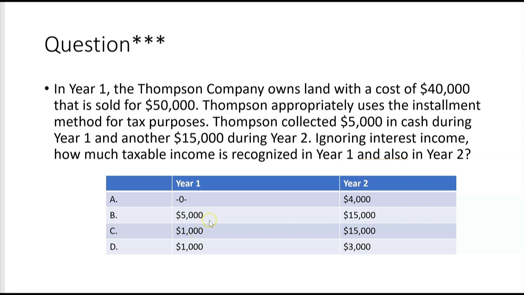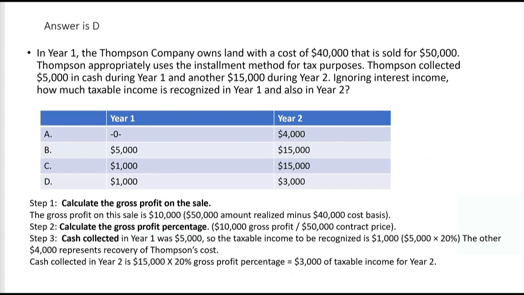Well, that's going to be based on the cash that's collected. They collected $5,000 cash during year one and another $15,000 during year two. And we calculated that there's a 20% gross profit percentage because we took the $10,000 profit from the sale and divided it by the contract price of $50,000. So now just take the 20% gross profit percentage, multiply by $5,000, and you have $1,000 of taxable income in year one. So that means we can eliminate choices A and B. And then for year two, what we collect? $15,000 multiplied by 20%. We have a $3,000 taxable income in year two. So the answer is D.